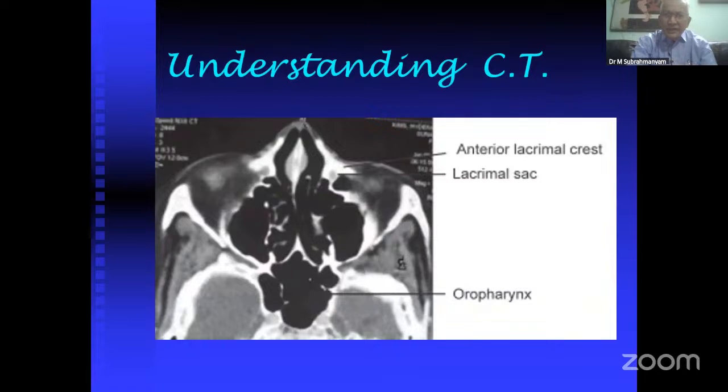So for the understanding of the CT scan, you should be able to identify the structures that are visible at different levels. This is an inferior cut where you can see the anterior lacrimal crest. This is the lacrimal sac on both the sides, anterior lacrimal crest, posterior lacrimal crest. This is the oropharynx. Right.